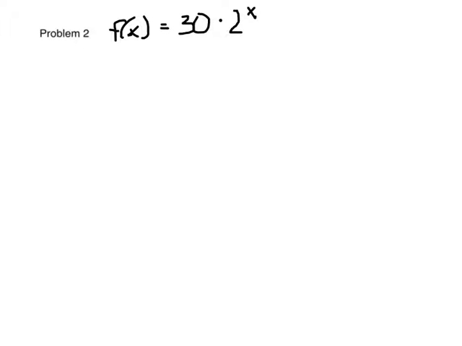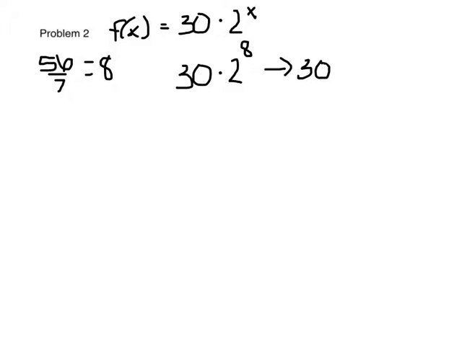So we just need to divide 56 by 7, because there are 7 days a week, and we realize that we're looking at 8 weeks here. So then we just go ahead and say 30 times 2 to the 8th power, and then we can calculate that. 30 times 2 to the 8th is 256. You are allowed to use your calculators here, and you get 7,680, and then you need to think about your label.